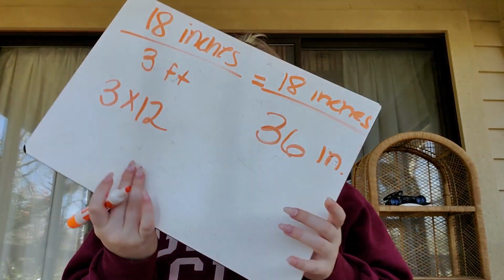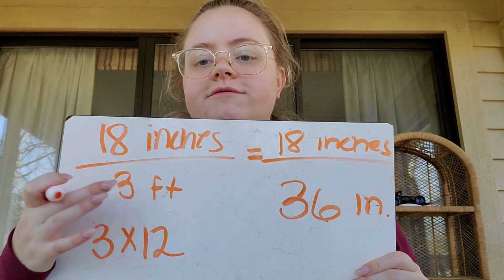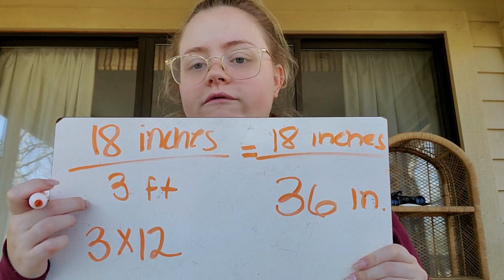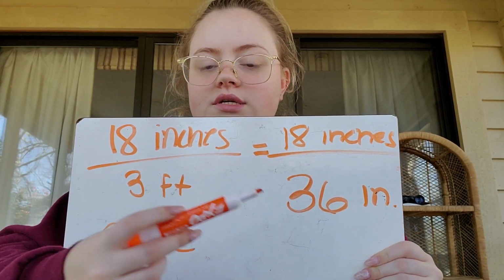There are 12 inches in 1 foot. Because I'm going smaller, I'm going to multiply 3 times 12 to get my inches. All right, and 3 times 12 is 36. Now, does that make sense? Let's talk about this real quick. I have 3 feet. Each foot is 12 inches. So, 12 plus 12 plus 12 gives me 36 inches.